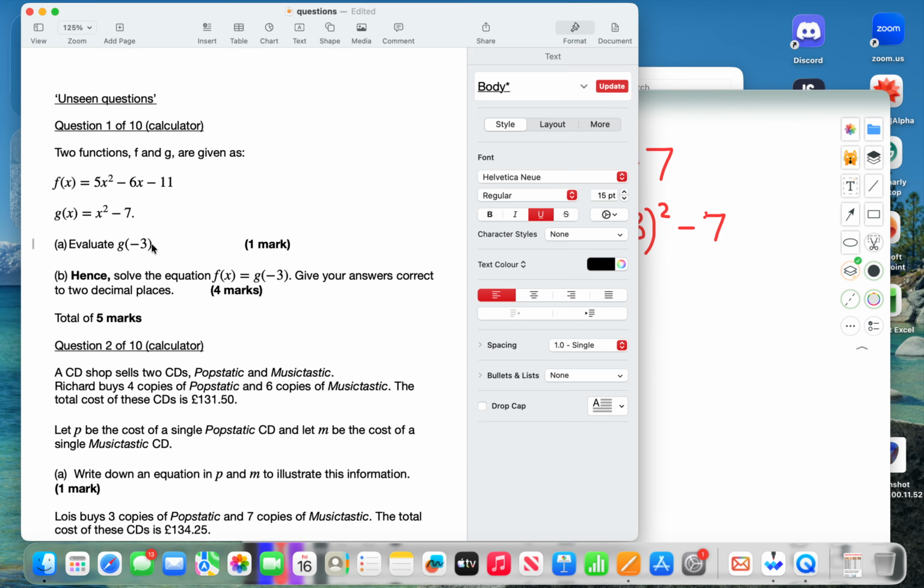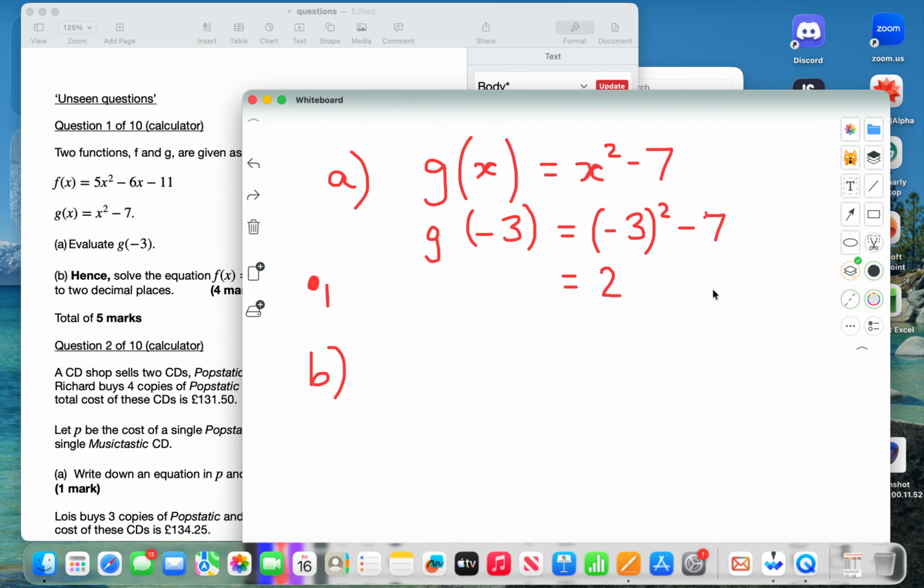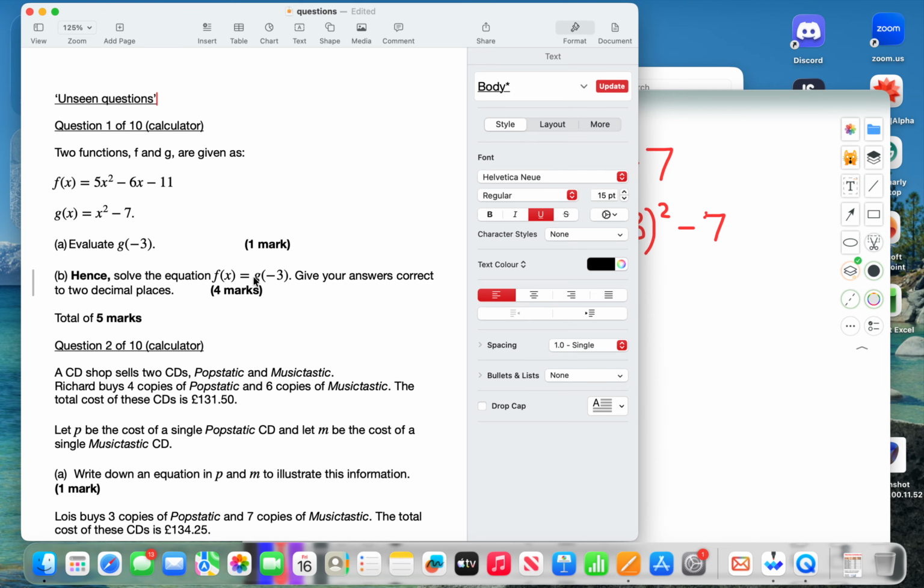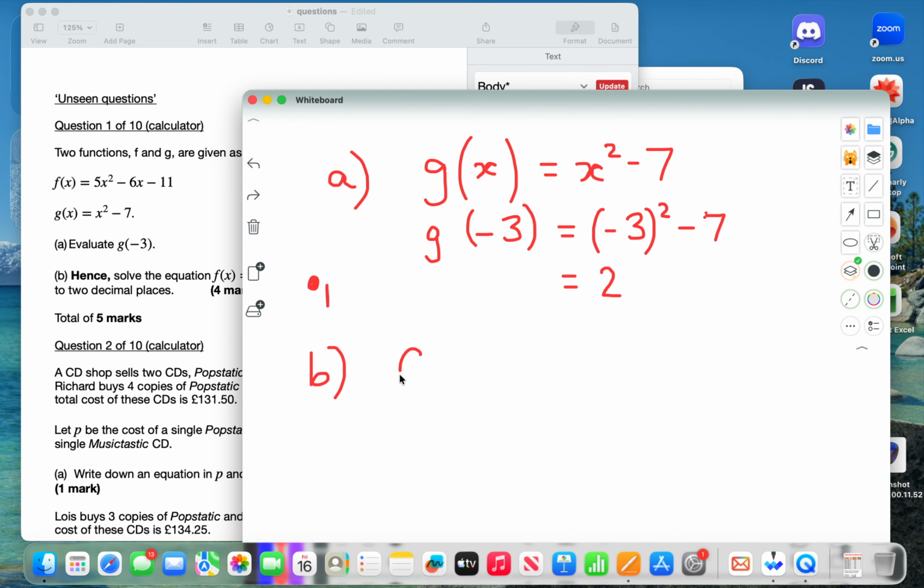So because it said hence, we're going to use the answer that we found in A in order to assist us in this. And if it says hence, you have to use the answer that you've found in the previous section. You have to make use of it. So we have g(−3) is 2, so we can substitute like this.